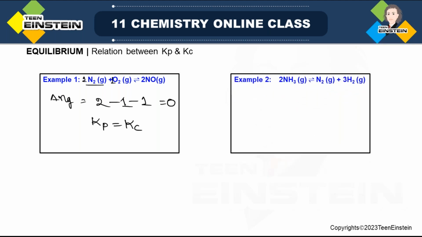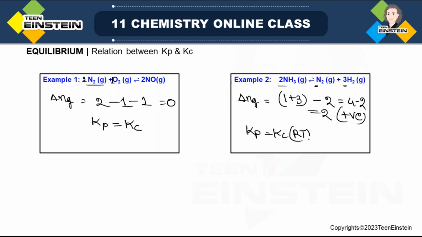Then another example, in this case, all are basically balanced. That goes without saying, because without balancing, this calculation is not valid. So first of all, you have to check whether it is balanced or not. So here I have taken a balanced equation. In this case, del Ng, product side you have 1 and 3, so it will be 1 plus 3. Reactant side you have 2. So it is 4 minus 2. So you are getting 2, and this is a positive value. Now if it is positive, then Kp is equal to Kc RT, this is squared. So it will be greater than the value of Kc. So Kp is basically greater than Kc.